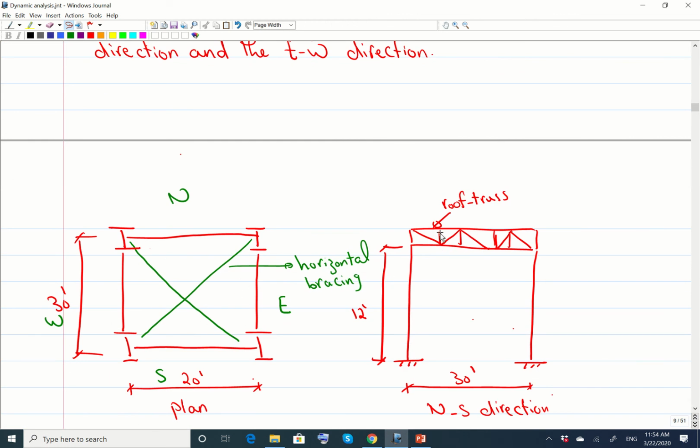So the roof is supported by this truss. We're going to assume that this truss, as you see here, the height of this truss, normally it's so big.